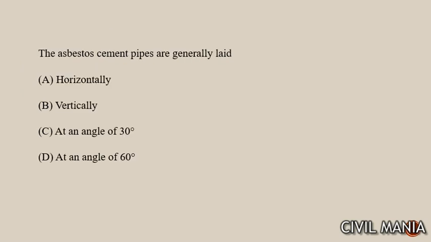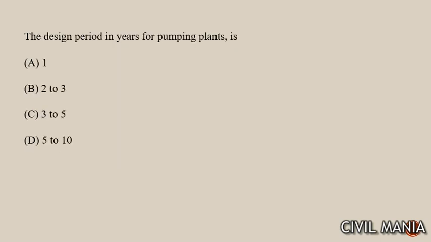Next question, the asbestos cement pipes are generally laid vertically. Next question, the design period in years for pumping plant is 5 to 10 years.